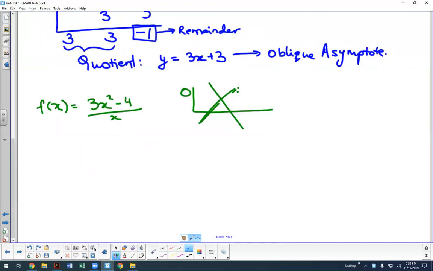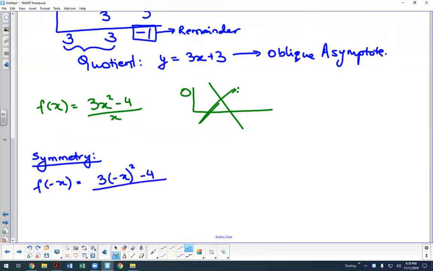Now, does this function have any kind of symmetry? So to check for symmetry, again, replace your x with negative x, which will end up giving us 3 times negative x squared minus 4, divided by negative x minus 1. Okay, so replace your x with negative x.